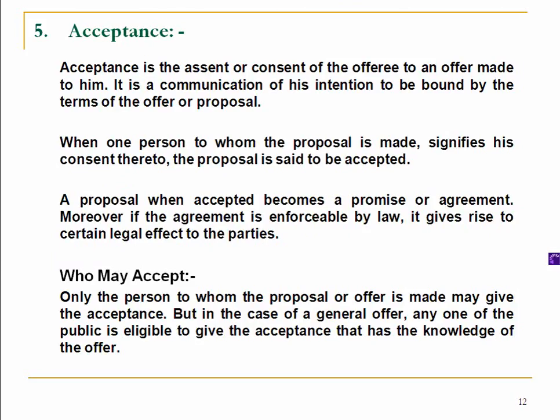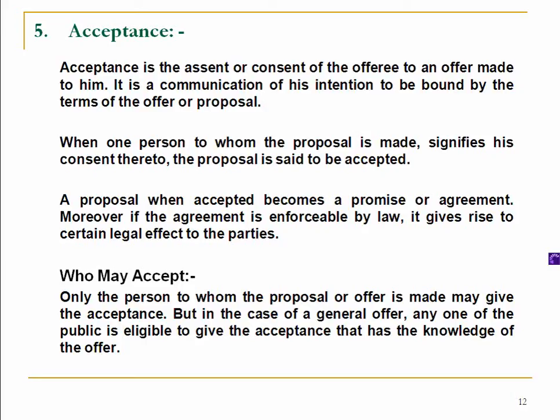Now, the fifth point. As I said earlier, there are 11 points to understand the essential elements, and four we have covered. This is the fifth point, acceptance. Acceptance means the consent of the party to whom the proposal was made, who was earlier known as the offeree. So it is a communication of his intention to be bound by the terms of the proposal.